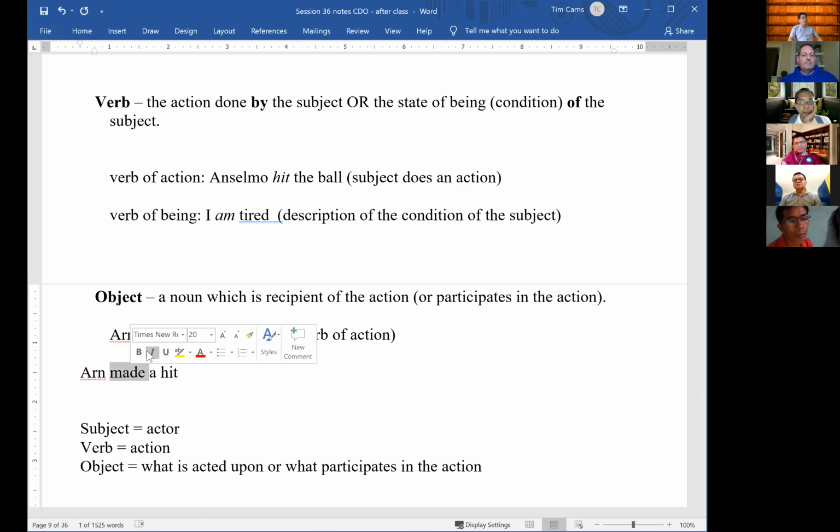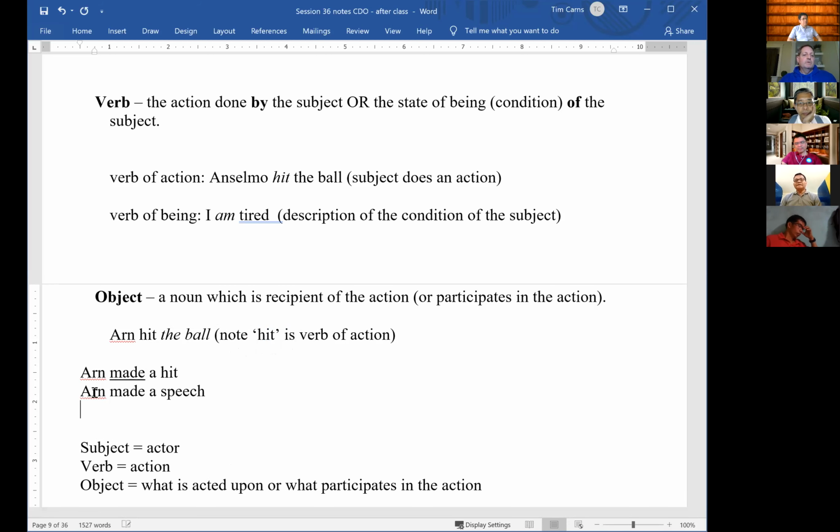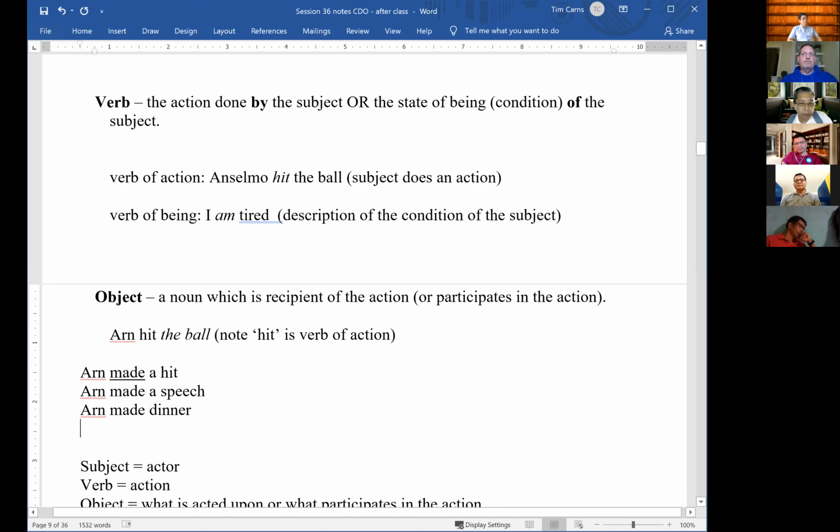In this case, your verb is made. Made is a verb. Okay, so I'll underline that. So the subject is Arn. Made is a verb. It's an action. We could say Arn made a speech, or Arn made dinner, right? Those are different uses of that verb made. If he made a hit, then hit is, in this case, being used as a noun, okay, and it would be the object.